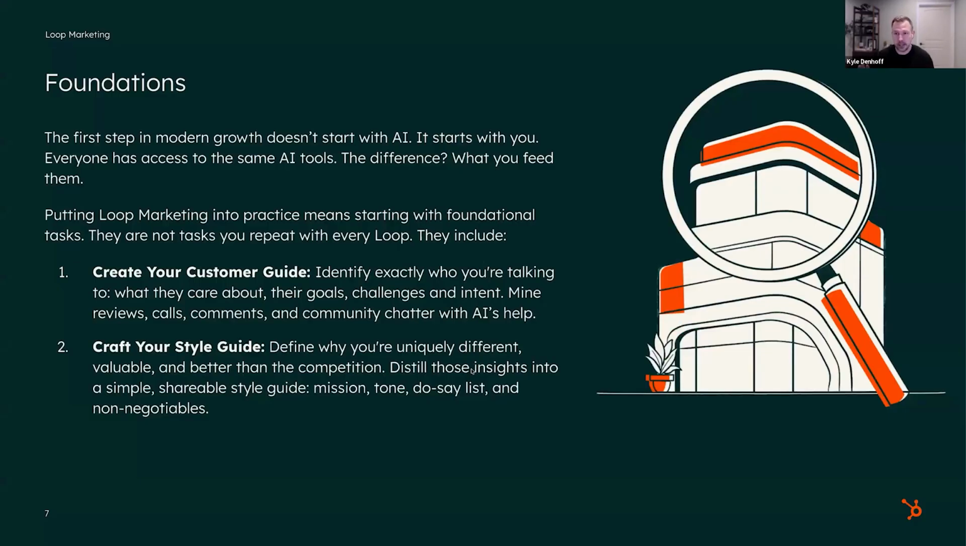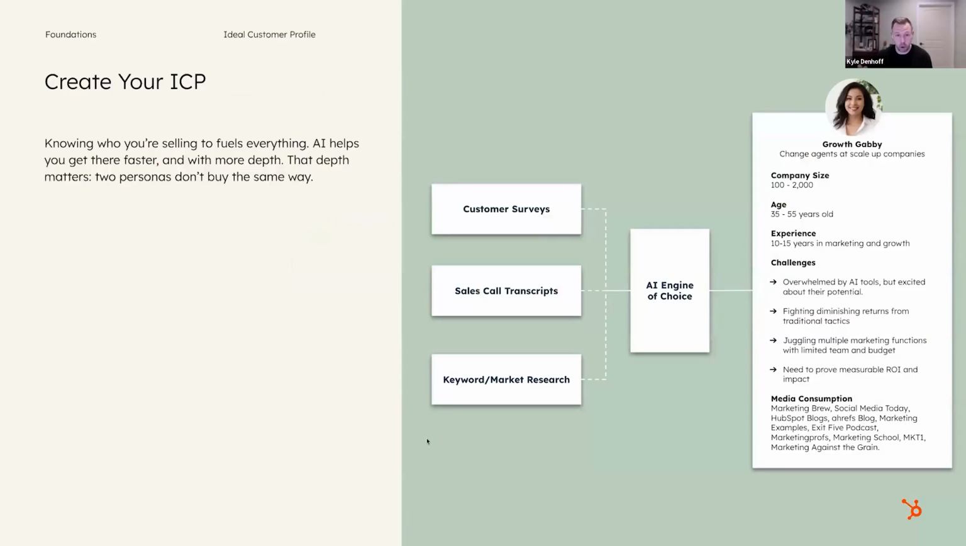So the foundation piece is, and where we're going to spend most of our time today is, how do you define who your target customer is? At HubSpot, we're using ICP, Ideal Customer Profile. And then how do you build a brand style guide? And how do you make sure that that's consistent across all your marketing communications? Those are the two things that we feel are like most important to running this playbook properly.